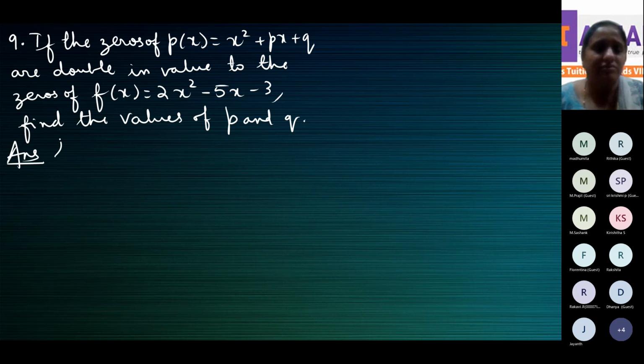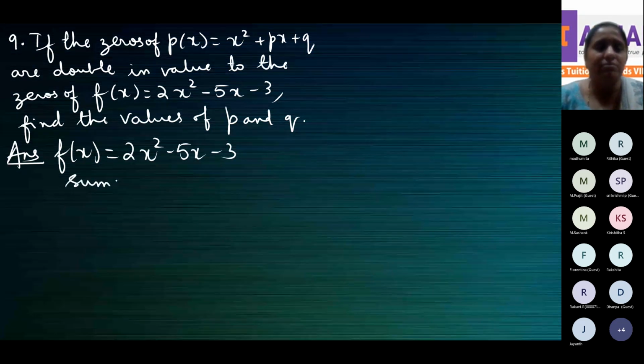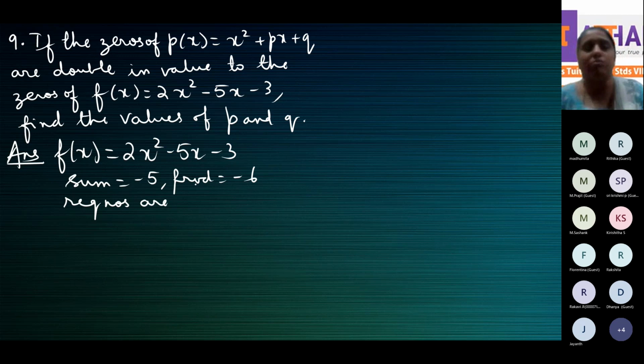You can do it like this, say f of x is equal to 2x squared minus 5x minus 3. Find the zeros, children. Sum is minus 5. Product is minus 6. What are the required numbers? Ma'am, is it 6 and minus 1? No. Minus 6 and 1.